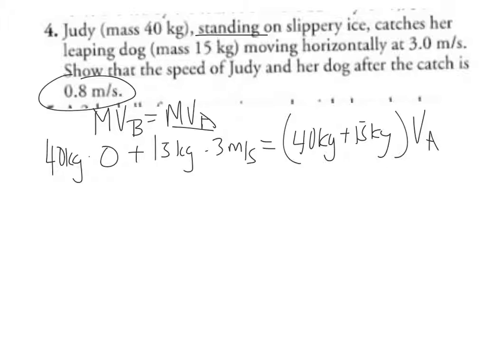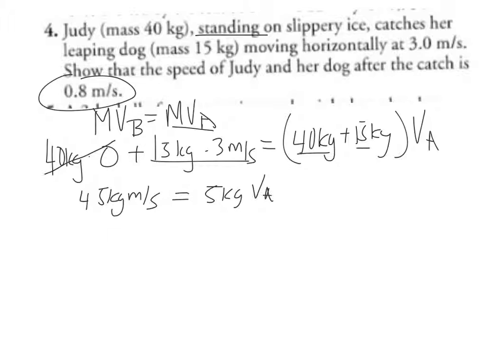So we're going to go ahead and solve. We can eliminate this term because anything times 0 is 0. 15 times 3 is 45 kilogram meters per second. And that all equals 40 plus 15, which is 55 kilograms times VA. All right, let's solve for VA. Divide by 55 to get it by itself. Divide by 55. Okay.